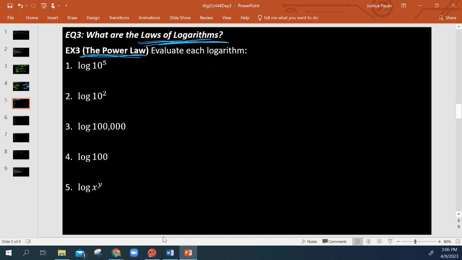Okay, so remember, these are all log base 10. How do I know they're all log base 10? Because when there's no number here, we know to assume that it is base 10. So that's a little mathematical shorthand, a little abbreviation.